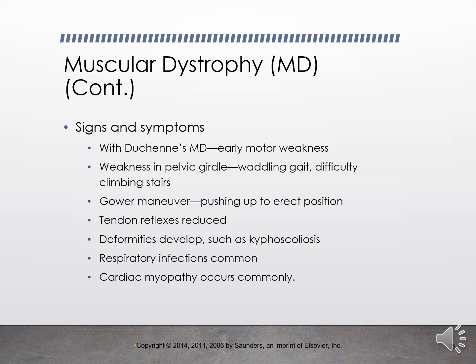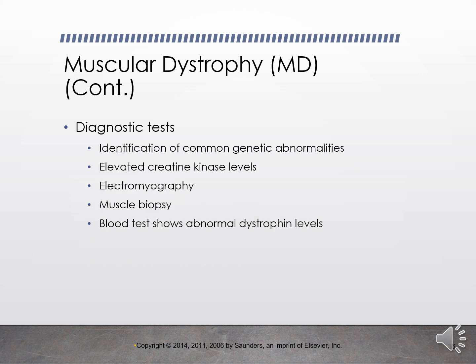Signs and symptoms include a motor development delay, a waddling gait, difficulty climbing stairs, and Gowers' sign, as well as reduced tendon reflexes, deformities like kyphoscoliosis, which is just a combination of kyphosis and scoliosis, respiratory infections, and sometimes cardiomyopathy. Diagnostic tests include identification of genetic abnormalities, elevated creatine kinase levels, electromyography, muscle biopsy, and then blood tests that would show the abnormal dystrophin levels.